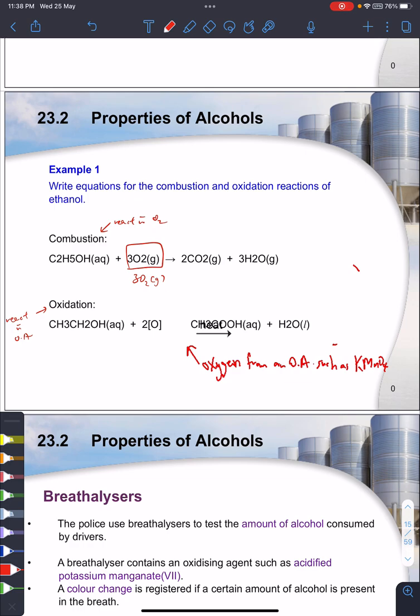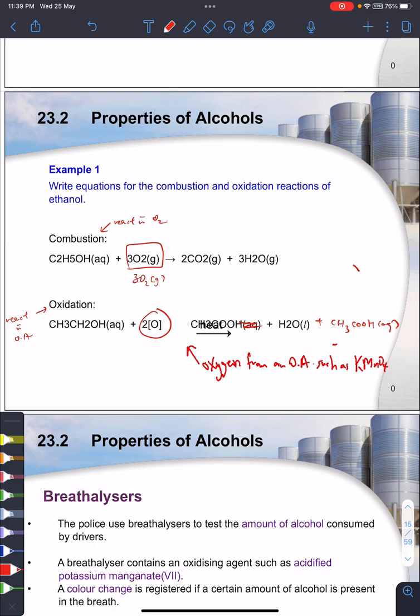So actually there is a shortcut and this is allowed. It's completely legitimate. The oxygen from the oxidizing agent can be represented by this square bracket [O]. Wow, that makes your life so easy. So in this case, you will get CH3COOH. Very simplistic. So that's how you write the equation when the alcohol is oxidized.